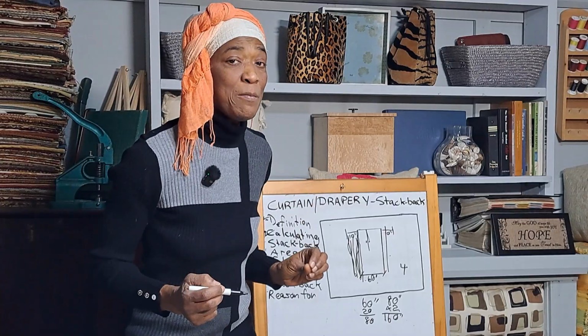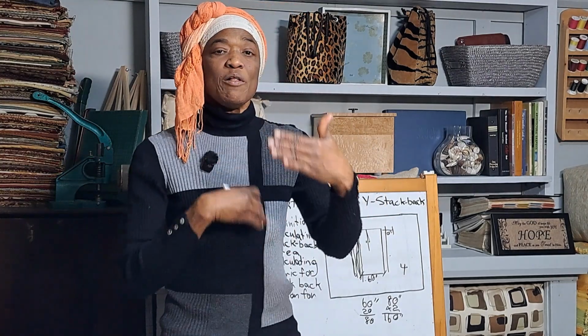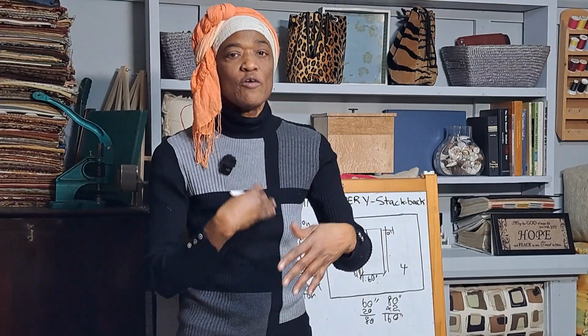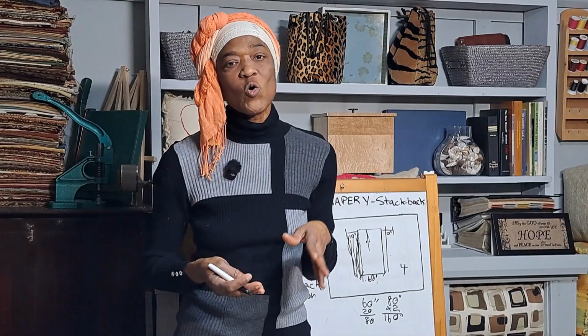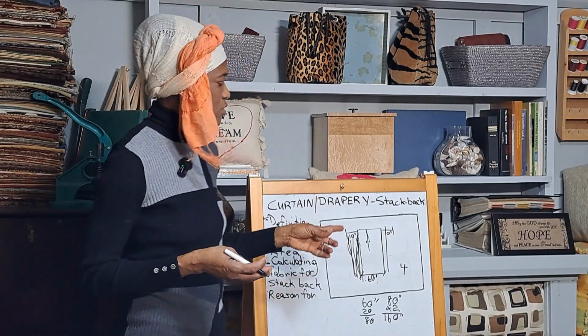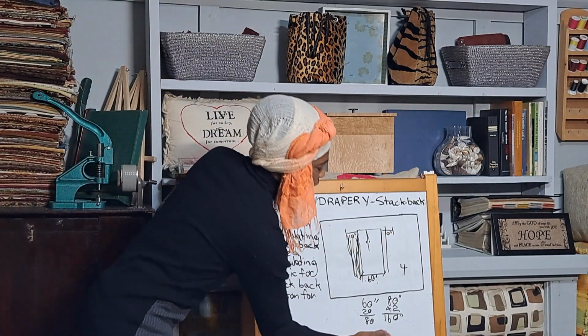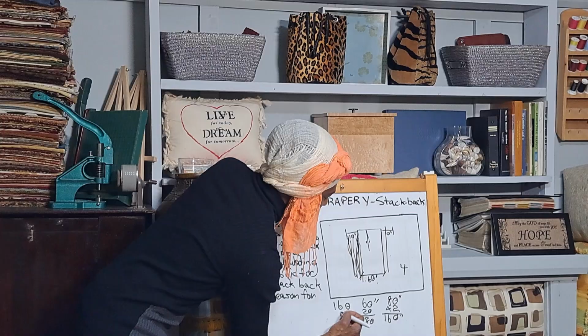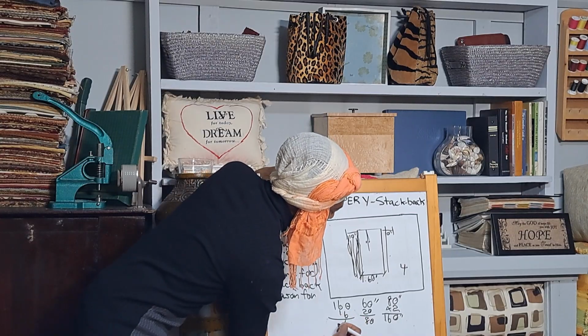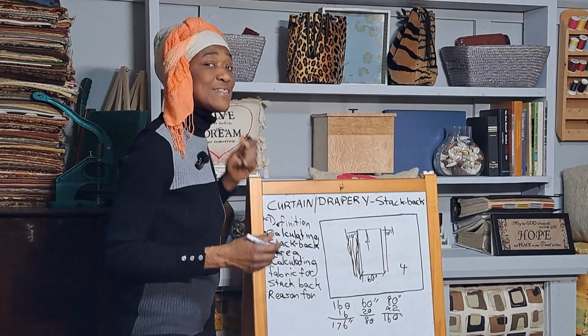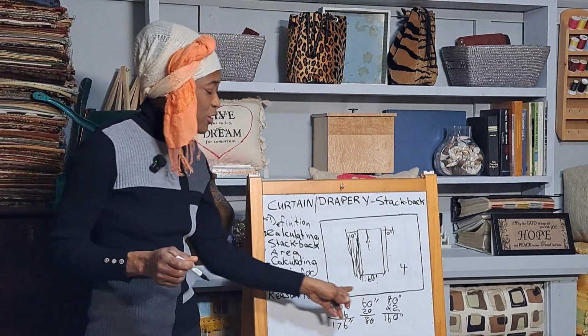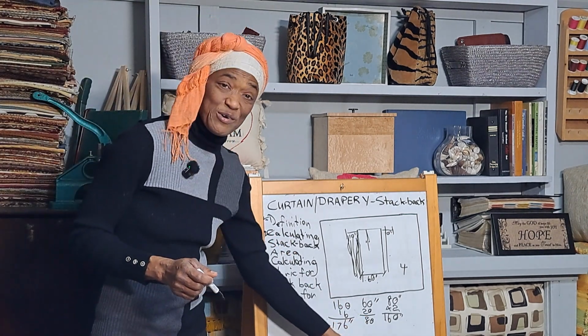Each side hem, the recommended depth of your side hem, is 2 inches. It's a double fold. So we fold, and then we fold again, and therefore each side hem is going to need 4 inches of fabric. So 4 plus 4 plus 4 plus 4, 4 fours are 16. So we add the 16 to the 160, that's 176 inches.